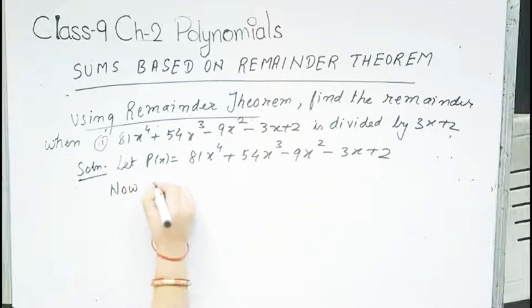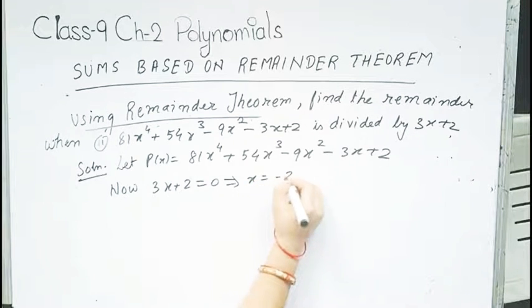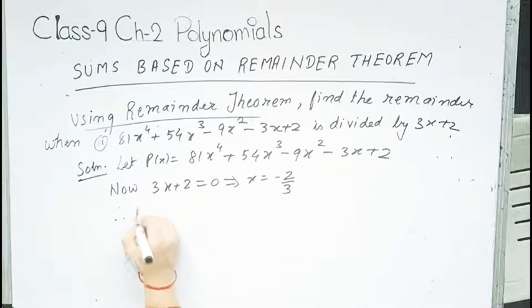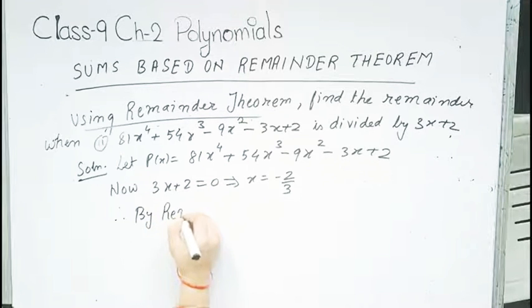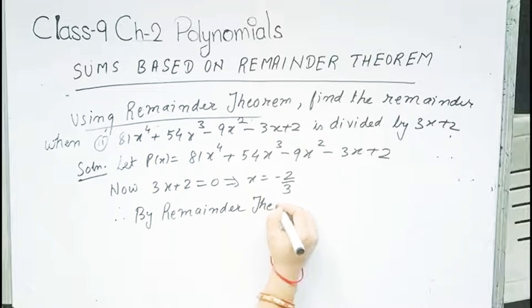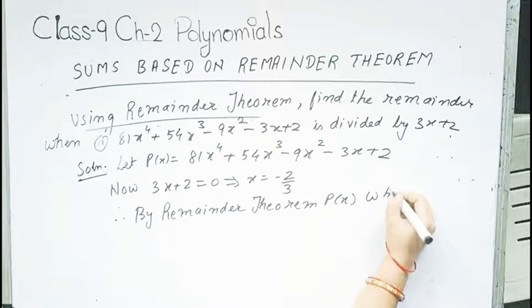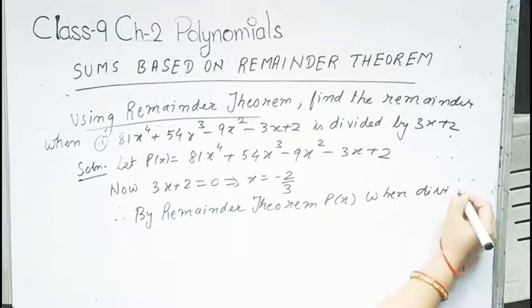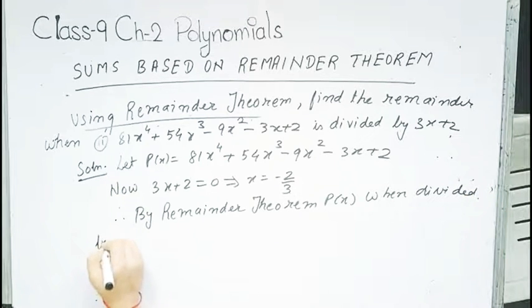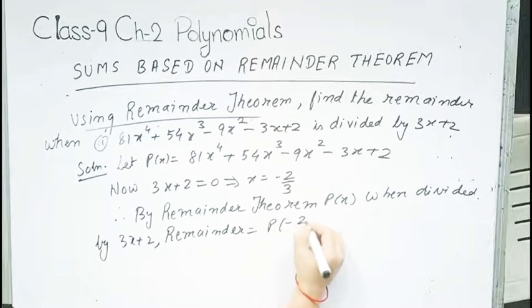Now 3x plus 2 equals 0 implies x equals minus 2 by 3. Therefore, by remainder theorem, p(x) when divided by 3x plus 2, remainder equals p of minus 2 by 3.